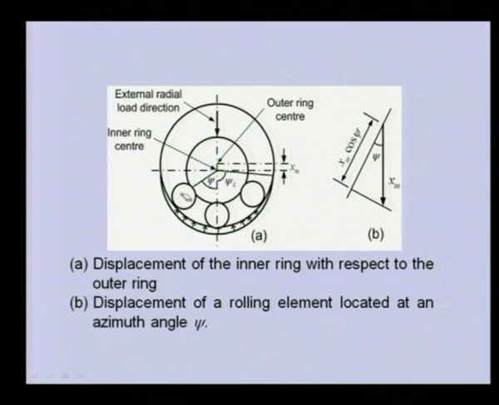Now, one particular ball which is at the xi angle, in this particular case, this particular rolling element, which is let us say just below the direction of the load, is having let us say xm displacement. So, you can see the inner ring is getting displaced in the direction of the load by xm. So, this particular rolling element which is at the xi angle will have displacement xm into cos xi, and similarly this xi can be this ball or any other angle.